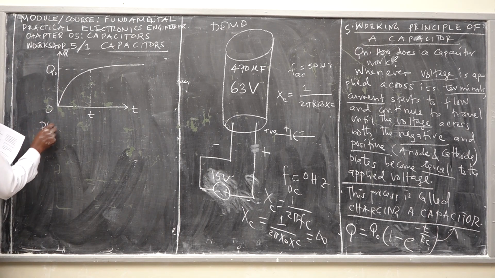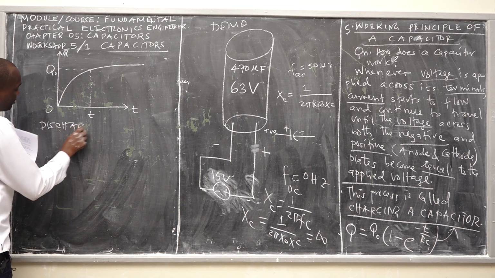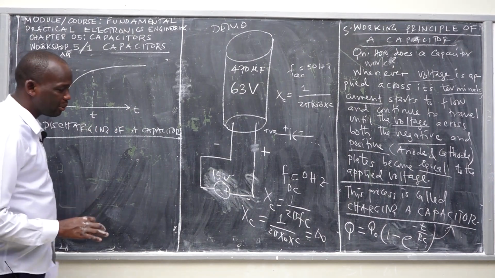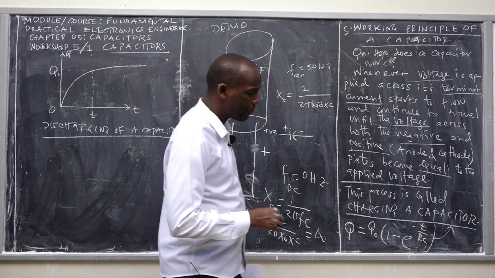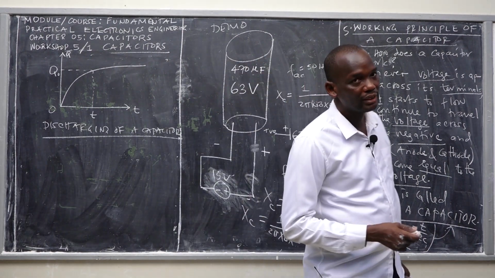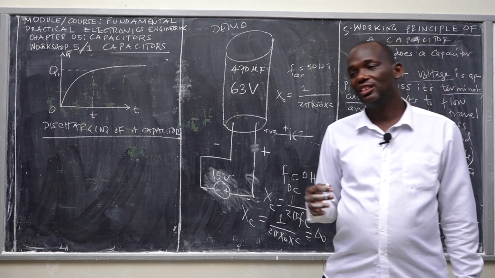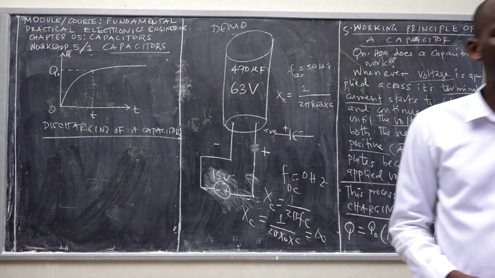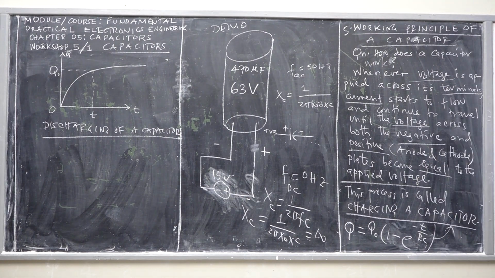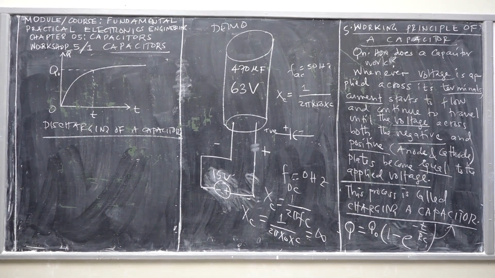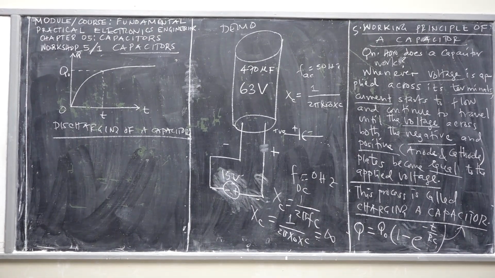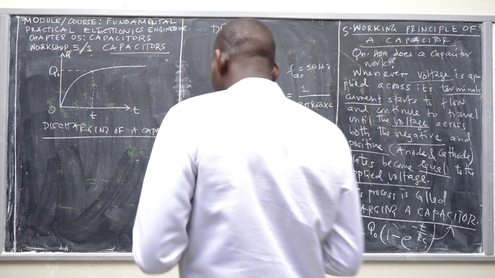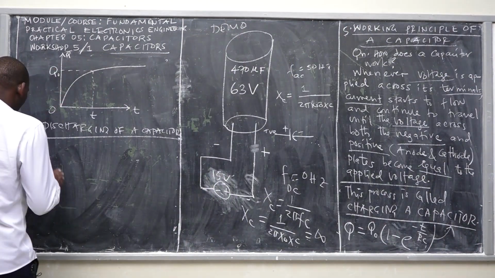Okay, so discharging. That's another principle, discharging of a capacitor. It's very simple to discharge a fully charged or a partially charged capacitor. How? You just connect the capacitor with the load. So when you connect a capacitor with the load, the capacitor discharges.